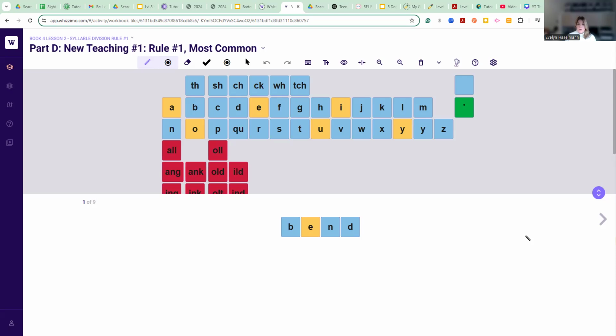Okay, so we are going to be learning their first syllable division rule. This is the first step in working through multi-syllable words. It's a really exciting day for your student in their journey because up until this point they've only worked with one syllable words. Today we kind of unlock the power of decoding and understanding how to look at a multi-syllable word and decode it instead of guess at it.